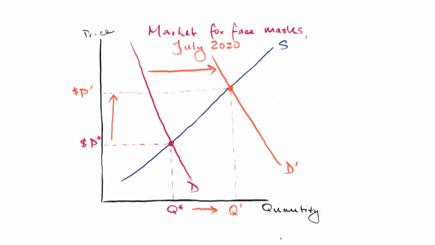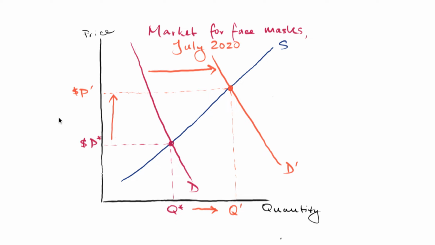and it changed demand for the face masks. It changed people's preferences for having clean air. So here's the market for face masks in July 2020. Demand had increased, and that's represented by shifting the entire demand curve to the right. Okay, so from the red curve marked D to the orange curve marked D prime.